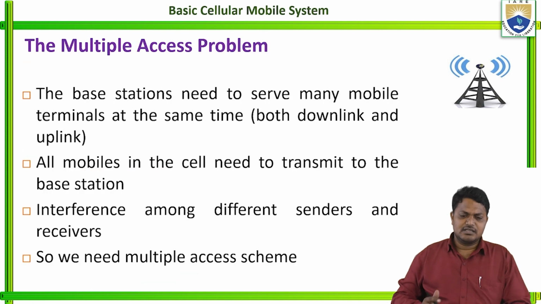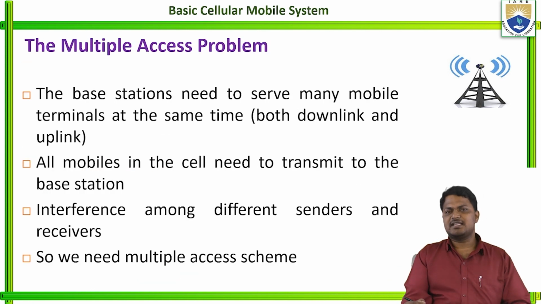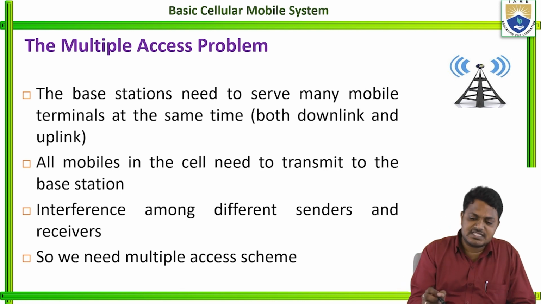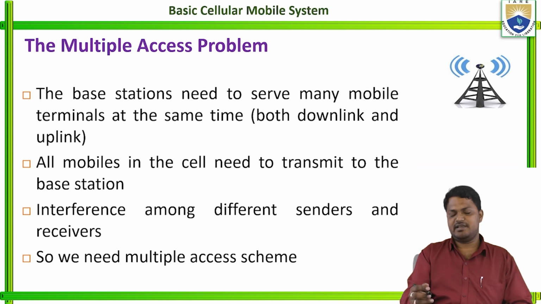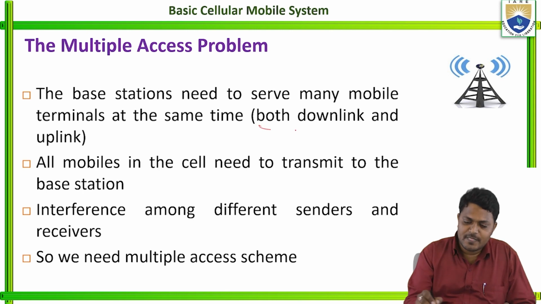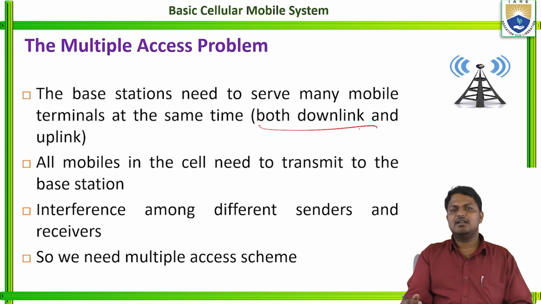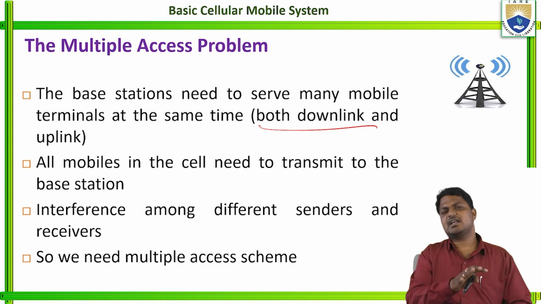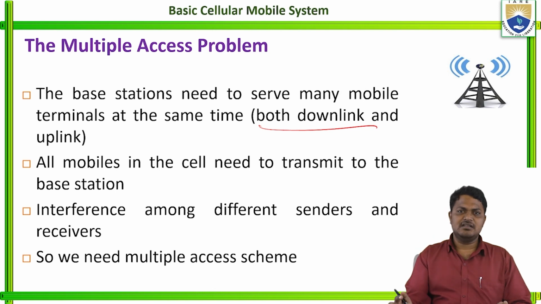So now, the multiple access problem. Multiple access is nothing but each base station serving multiple users. The base station needs to serve many mobile terminals at the same time, right? So the uplink and downlink. For example, n number of users are connected to that base station, so the base station has to serve all of them, and its frequency utilization has to be done for all the n number of mobile units.